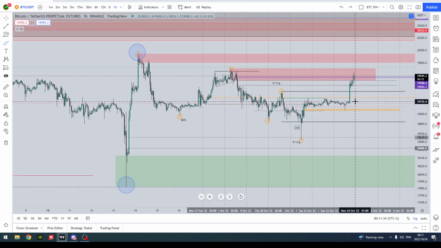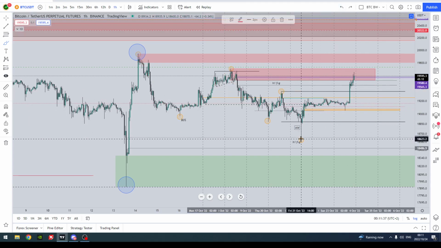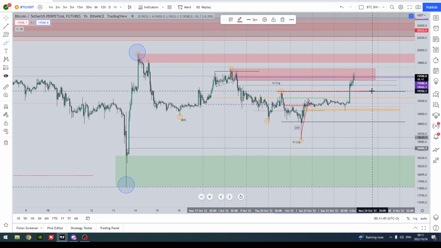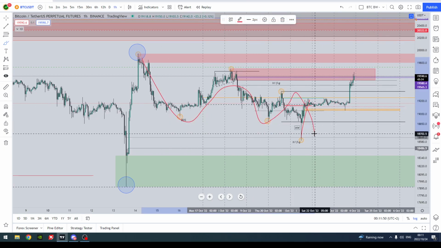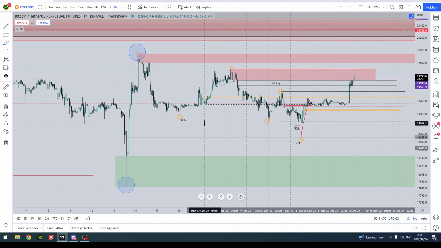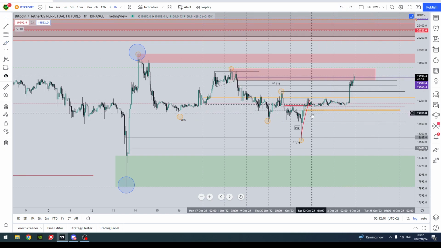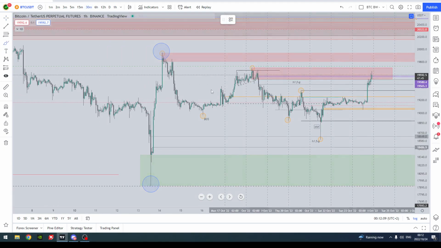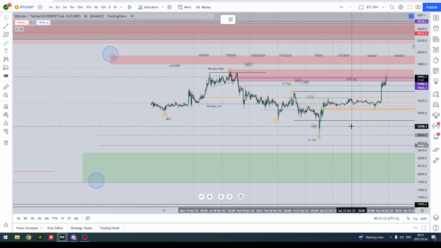Until this point. So once we shot up here, we changed character there and we broke structure here. This was today, right? Which means this here is resolved for the most part of it. It also means that we need to be longing any pullbacks that occur, and we're going to go into a few scenarios of where these pullbacks can be. If we look at the, let's go down to a 30-minute, and we're going to see a lot more information here now.